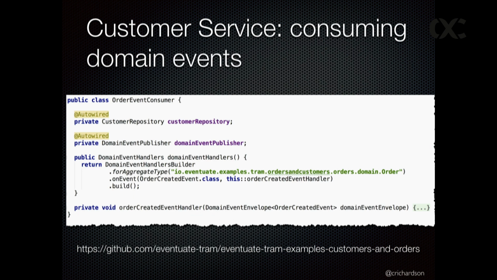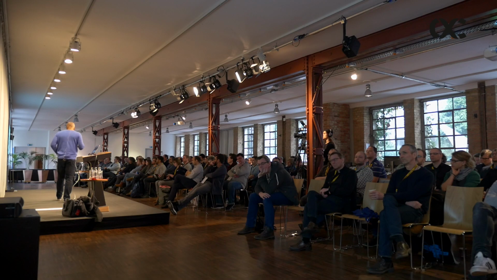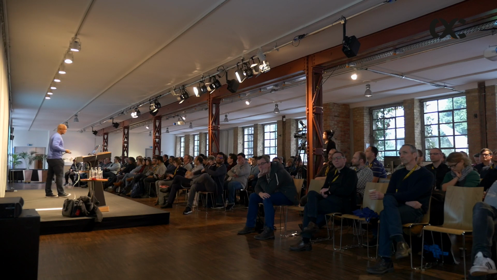And then the customer service has an event handler that is subscribing to the events that get published to the order events message channel. And so when an order created event occurs, this method, order created event handler, gets invoked, which attempts to reserve credit. And based on the outcome, it will either call the domain event publisher to publish a credit reserved event, or a credit limit failed event. So really straightforward programming model.